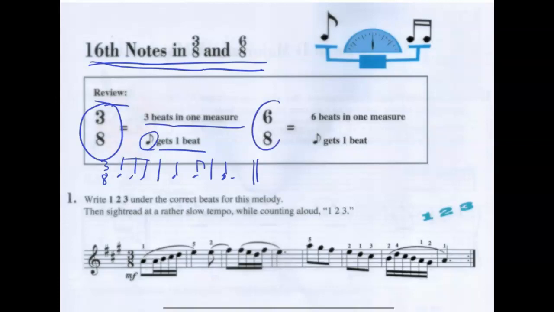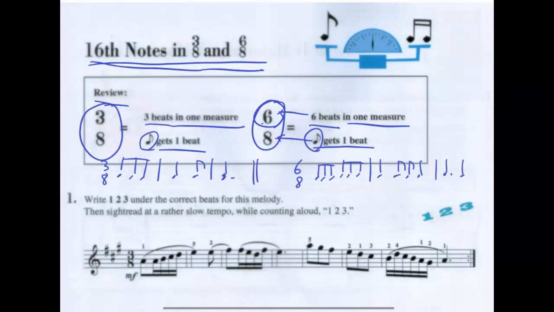Okay, and 6/8 is twice 3/8 time, right? It has 6 beats in one measure, and 8 means the 8th note gets 1 beat. So in 6/8 time, you have 1 2 3 4 5 6, or 1 2 3 2 2 3. I like to read it in 1 2 3 2 2 3 this way. Okay. You can have any combinations of rhythm with 6/8.